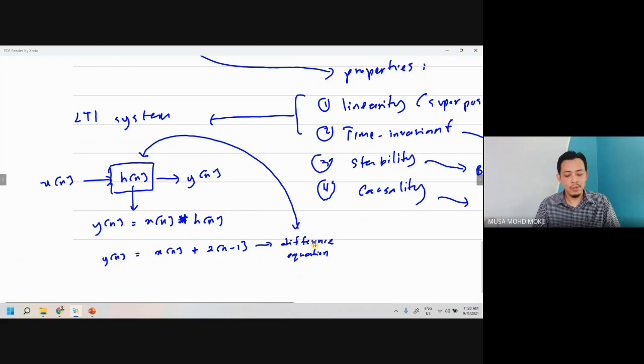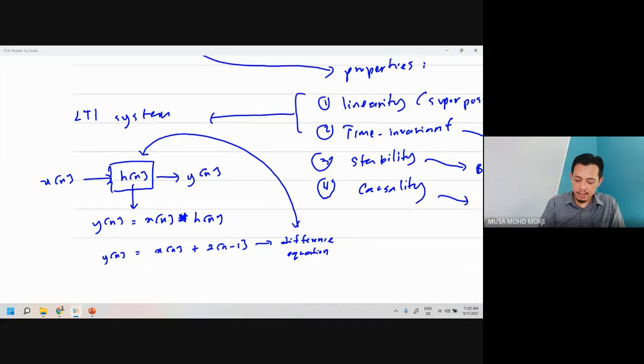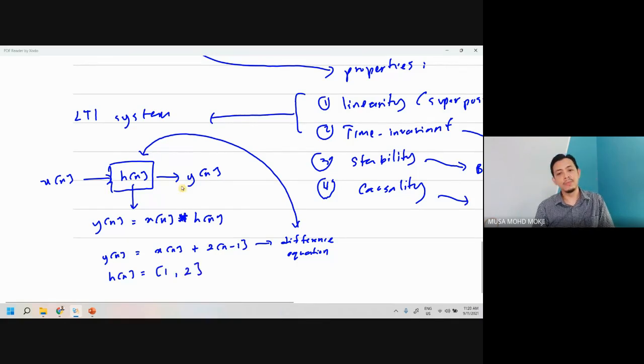Okay, so what is it? So h[n] of this difference equation is just actually the weights of that equation. What is the weight? This is 1, and then this is 2. So our h[n] here is simply 1, 2. Okay, so we have done that. So straightforward for an FIR system.